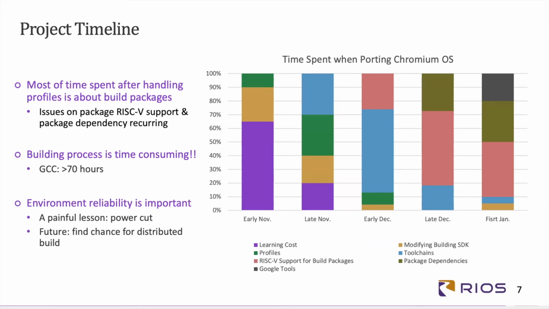And the building process is very time consuming. For example, the GCC package takes about 70 hours, almost 3 days, to build. A very painful lesson is about environment reliability, since we had a power cut during our building, and GCC had to be built from the beginning again, and it really takes time. So in the future, we might need to find some chances for distributed builds, and maybe create some snapshots or whatever.